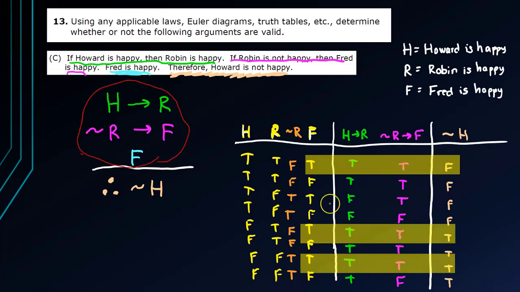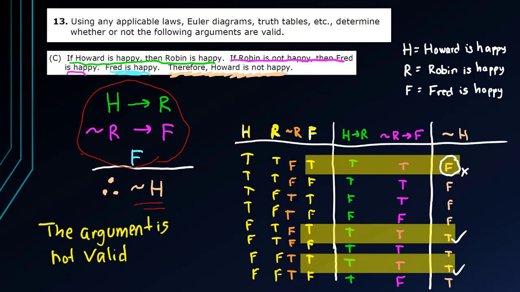And when I look at the results of Howard being not happy, I have two instances down here where it's true, but this one instance up here, it's false. So that's all it takes, that one false, to make this an invalid argument, because it is possible for all these conditions to be met and this not being true. So this argument is also not valid.